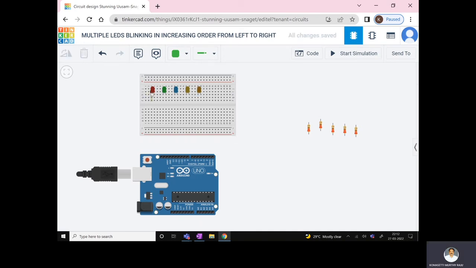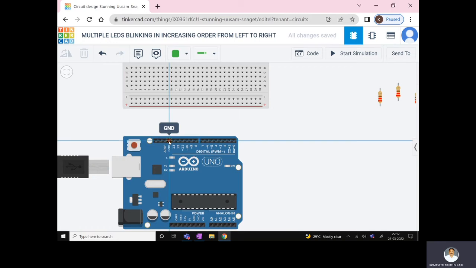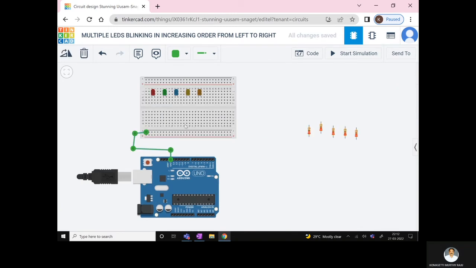This one is a cathode, this one is anode. In Tinkercad, the ground terminal is picked up here to make ground. All cathodes of these LEDs are connected to ground.